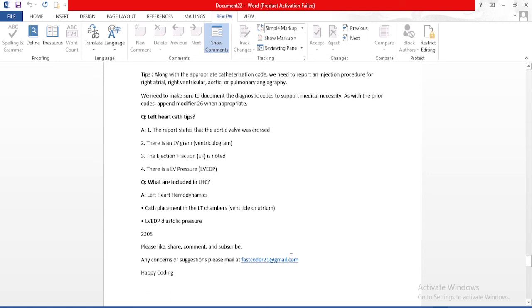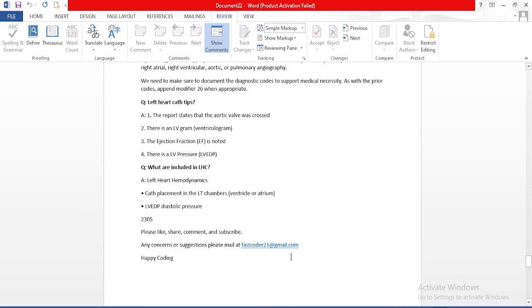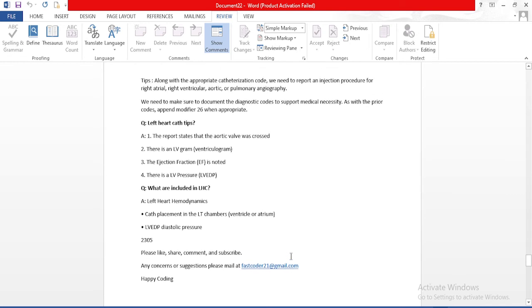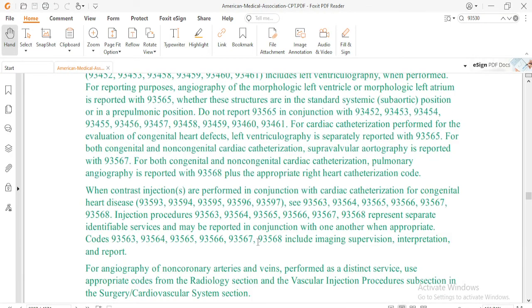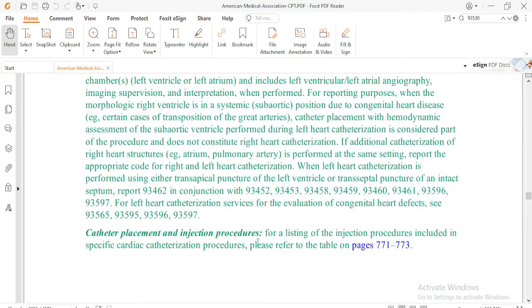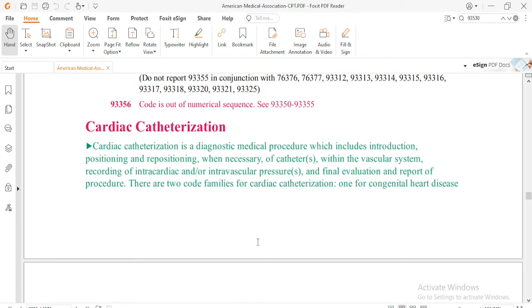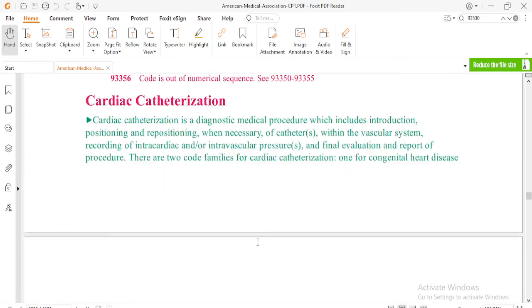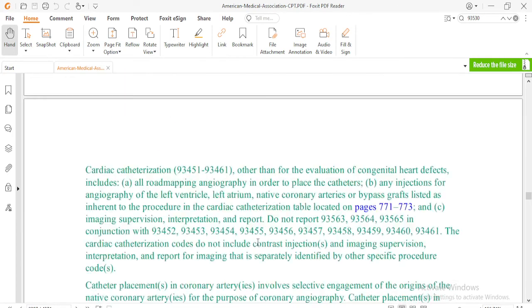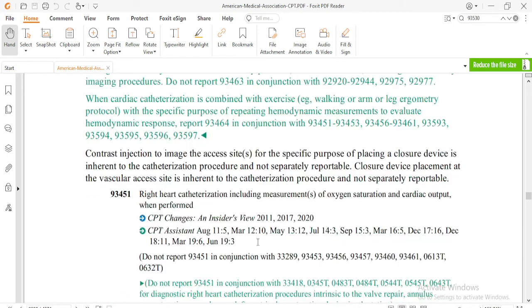Next, what is included in left heart catheterization? Here also left heart hemodynamics, catheter placement in the left chambers, ventricular, atrium, LVDP, diastolic pressures. If we check our CPT book, we have very good information about cardiac catheterization. We have tried to encourage you as much as possible. You can follow these guidelines here.